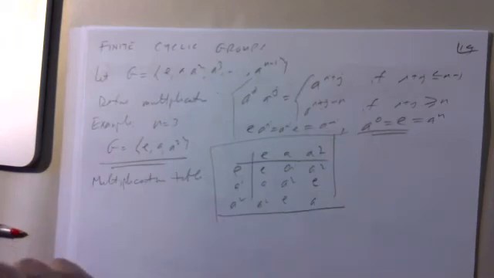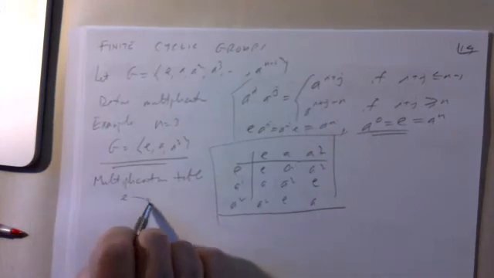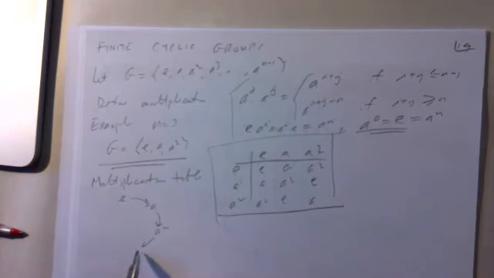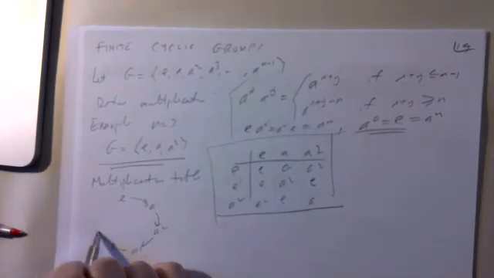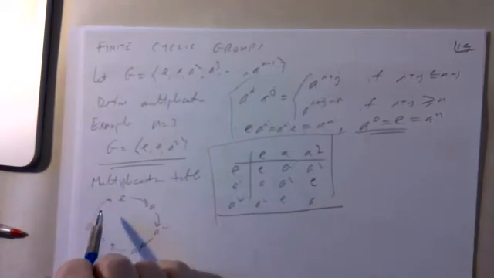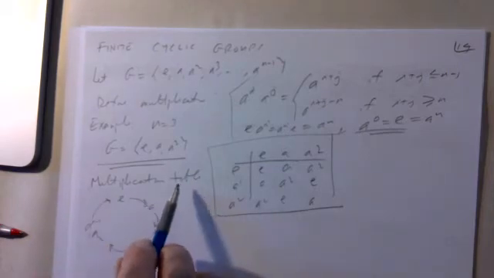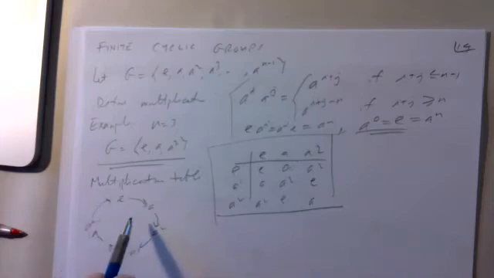And it's called cyclic because you can think of it as you have A multiplied by A, multiply again, multiply again, A to the n minus 1 multiplied by A, you get A to the n, but A to the n is E. So this is sort of a picture you might have in your head about what multiplication in a cyclic group looks like.